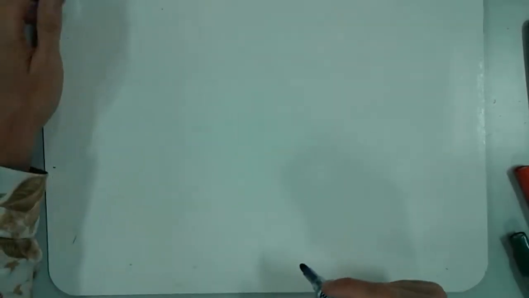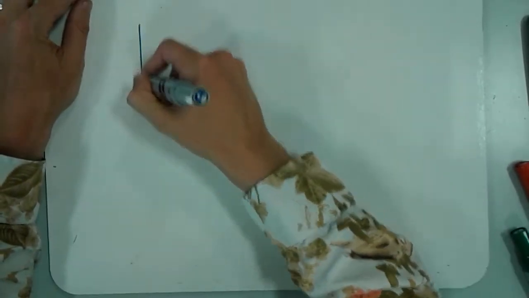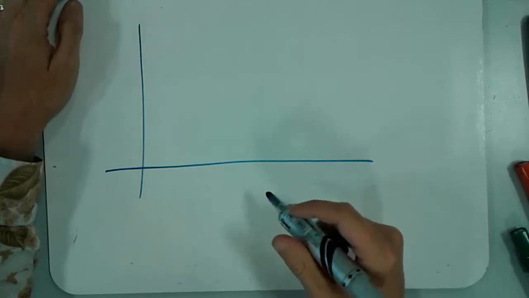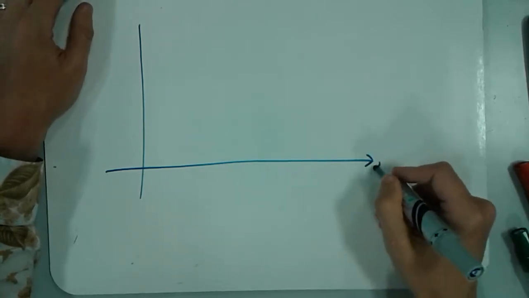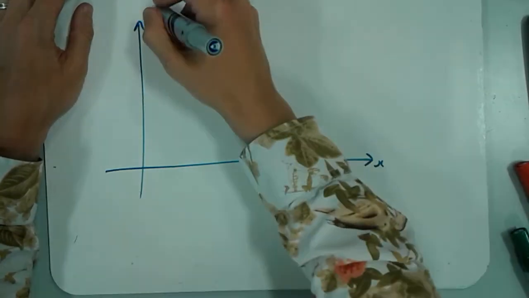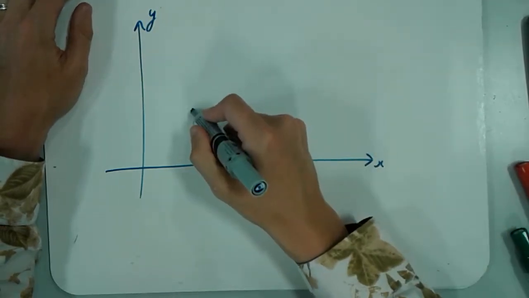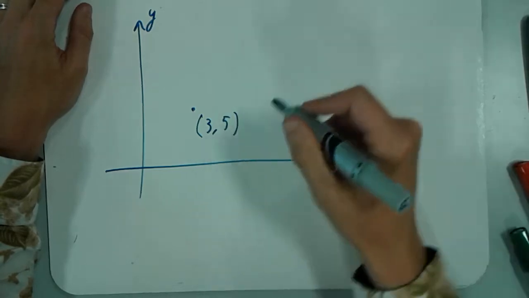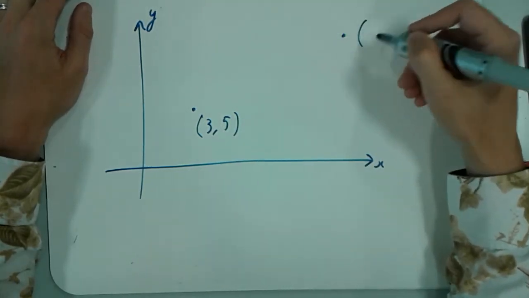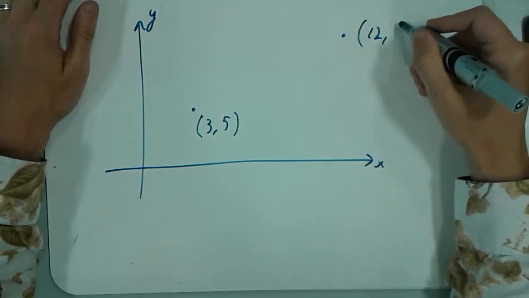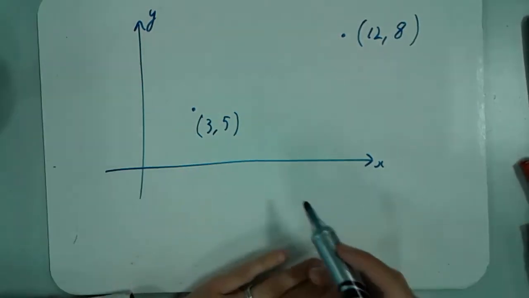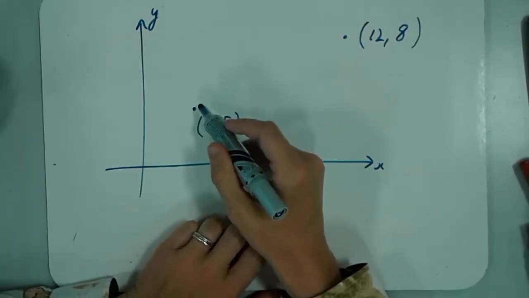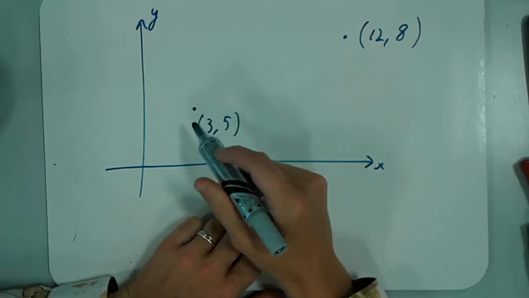Let's have a look at vectors. Vectors are just a way of describing how to move from one position to another. So let's imagine that we're on the coordinate plane and we have two points. Let's say we have (3, 5), and then over here we'll have (12, 8). Okay? So a vector describes how to move from one position to another.